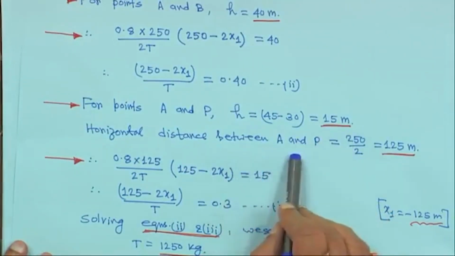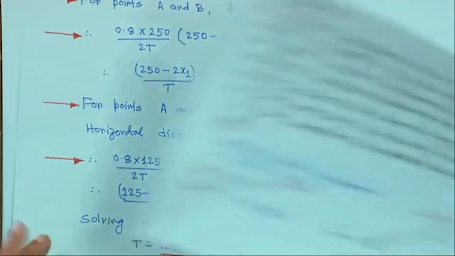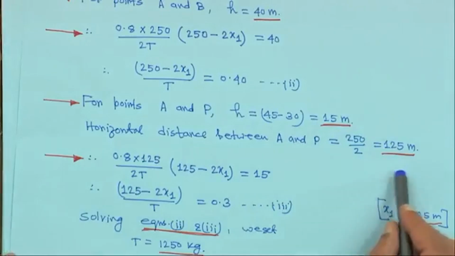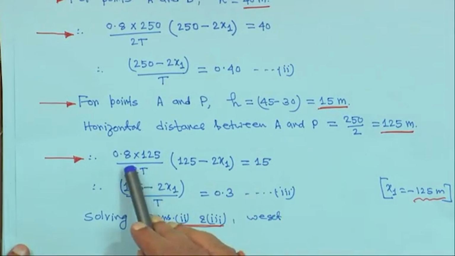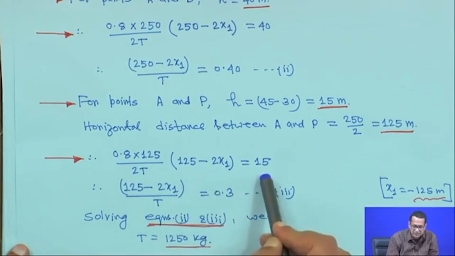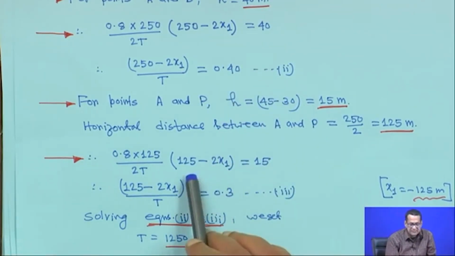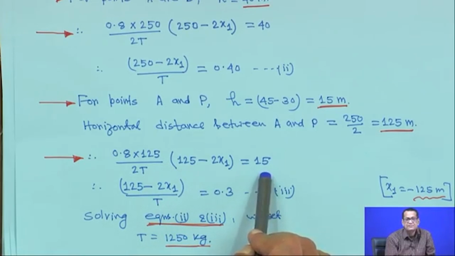Now, the horizontal distance between A and P, since it is the midway point, will be L by 2, that is 250 by 2. Therefore, it is 125 meter. Now, again the same thing: 0.8 into 125 by 2T into 125 minus 2x1 is equal to 15. This is equation 3. Only thing is that you put L is equal to 125 and H is equal to 15.